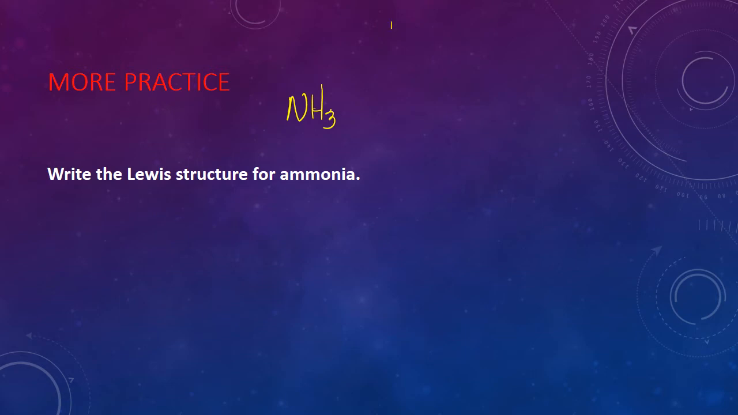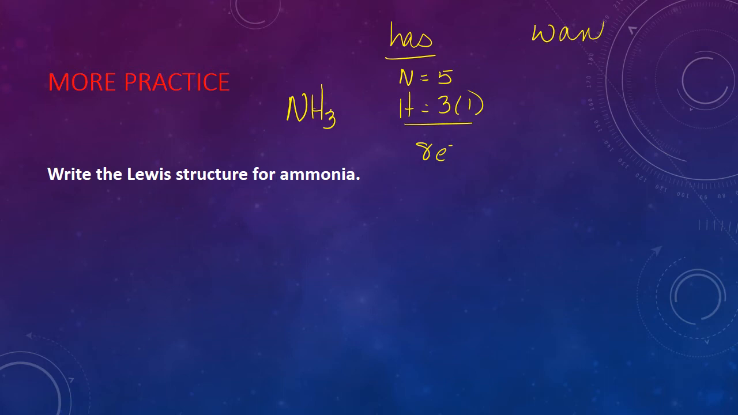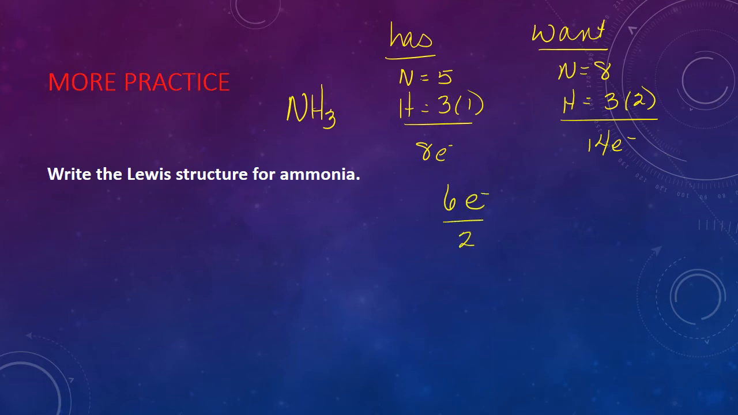Well, first we have to figure out how many electrons it has. Nitrogen has 5 electrons. Hydrogen, well, there's 3 of them and each has 1. So that's a total of 8 electrons. Now, how many does this guy want? Nitrogen, oh, so wishes it had 8. And hydrogen, there's 3 of them and each wishes they had 2. So that's 14 electrons. Subtracting these 2, we end up with 6 bonding electrons. And since there's 2 electrons in every bond, we find out there's 3 bonds.